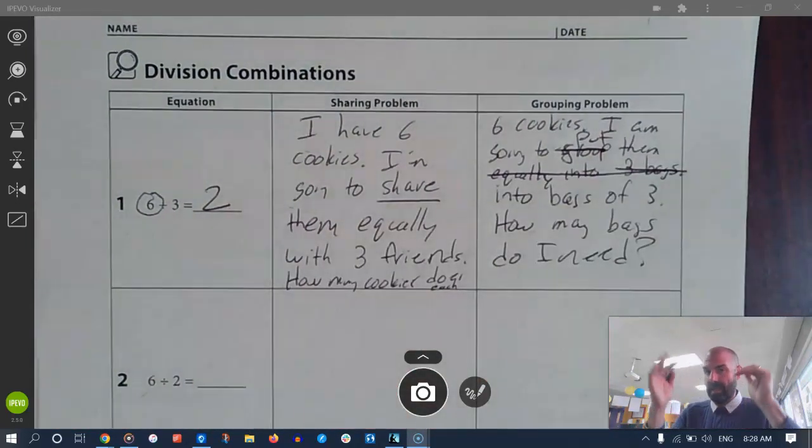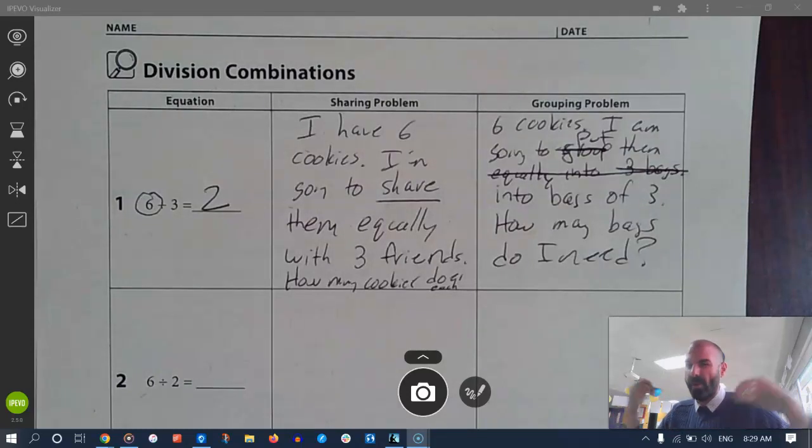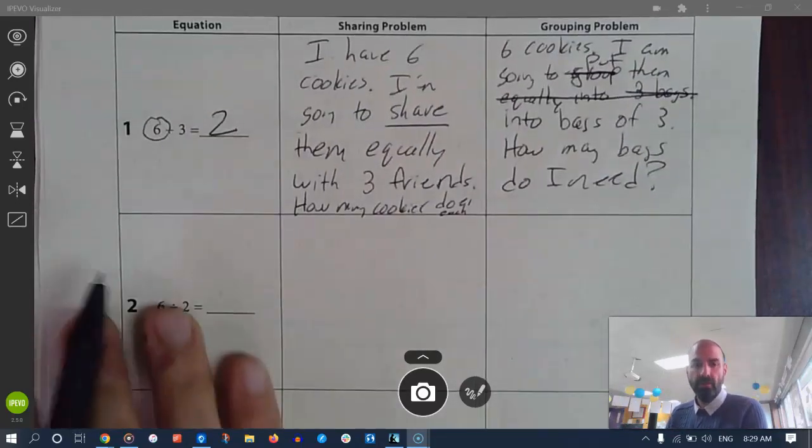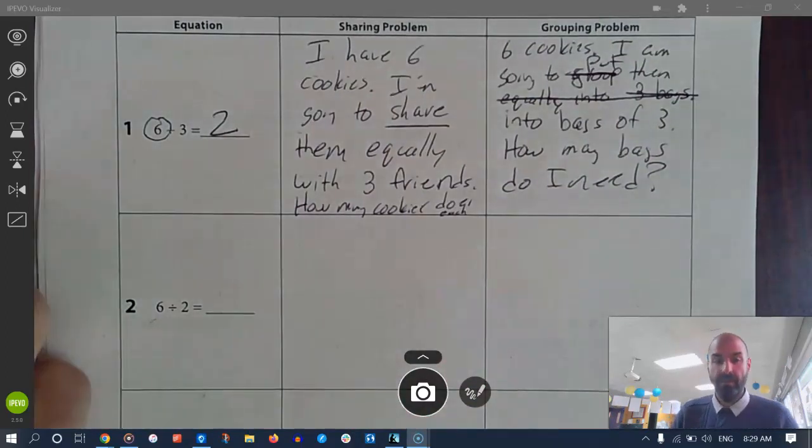And this is important because as we keep moving along on these, you're going to notice when we get to fractions, when we get to that unit fraction, we can only do it one way. Okay, we can only do it one way. So this is why we're thinking about this. So go ahead, do 6 divided by 2, try and think of a sharing problem, try and think of a grouping problem, and then watch the next video.